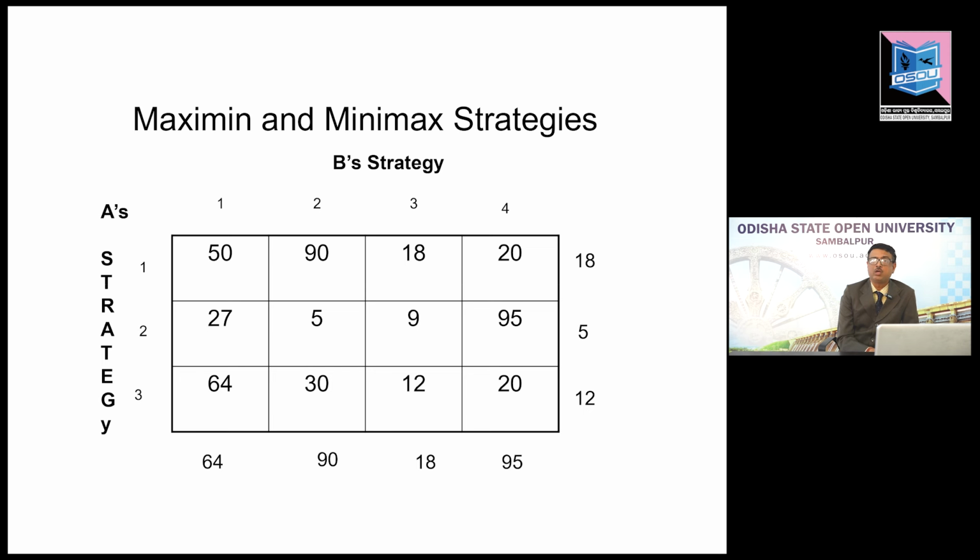So, 18 is the saddle point solution here. That means player B should adopt strategy 3 and player A should adopt strategy 1, so that the final payoff is going to be 18 in this case.